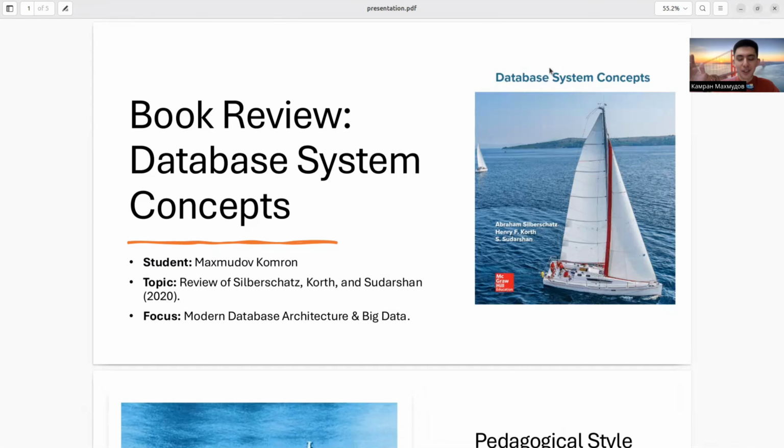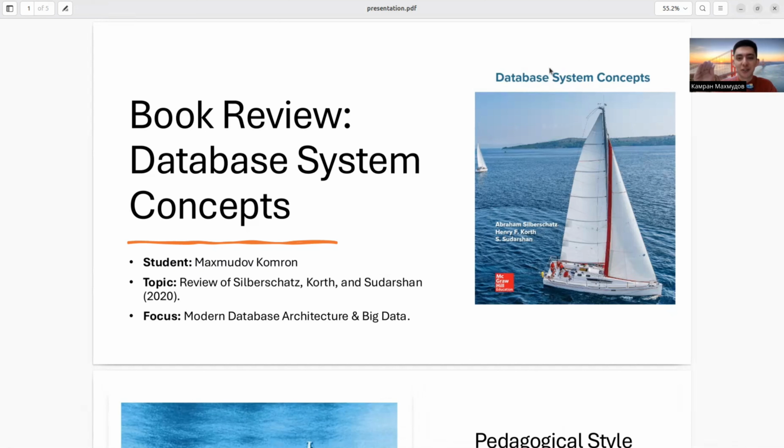Hello, everyone. Today we're going to discuss the most wonderful book, Database System Concepts, especially the seventh edition that has been published recently in 2020. But why I have chosen this version is because all previous versions defined the history of databases, but this edition defines the future.